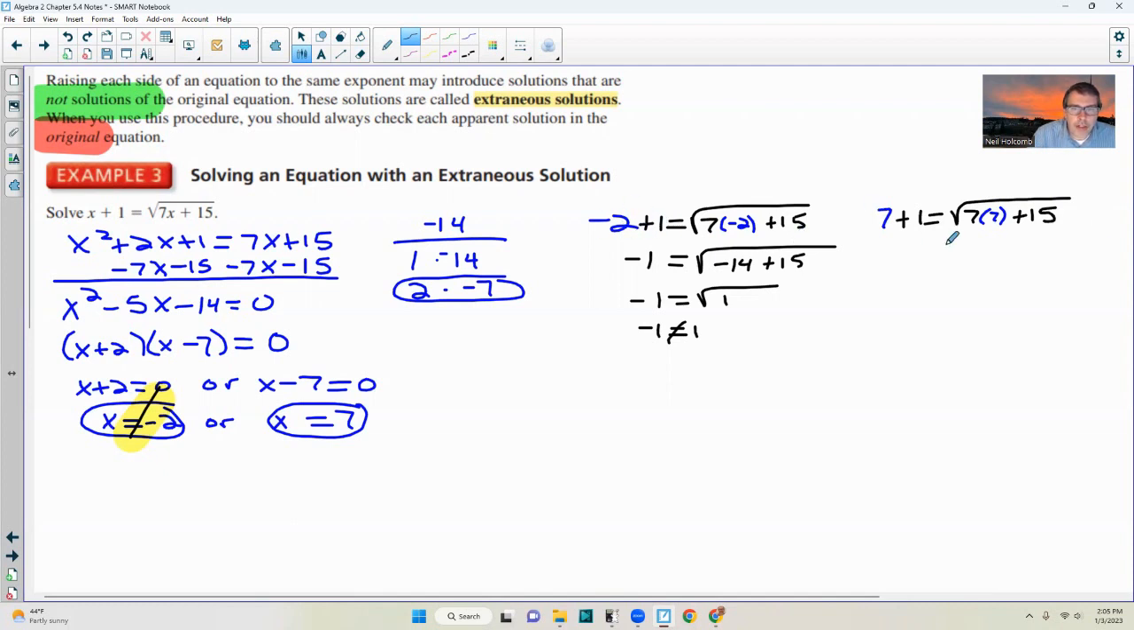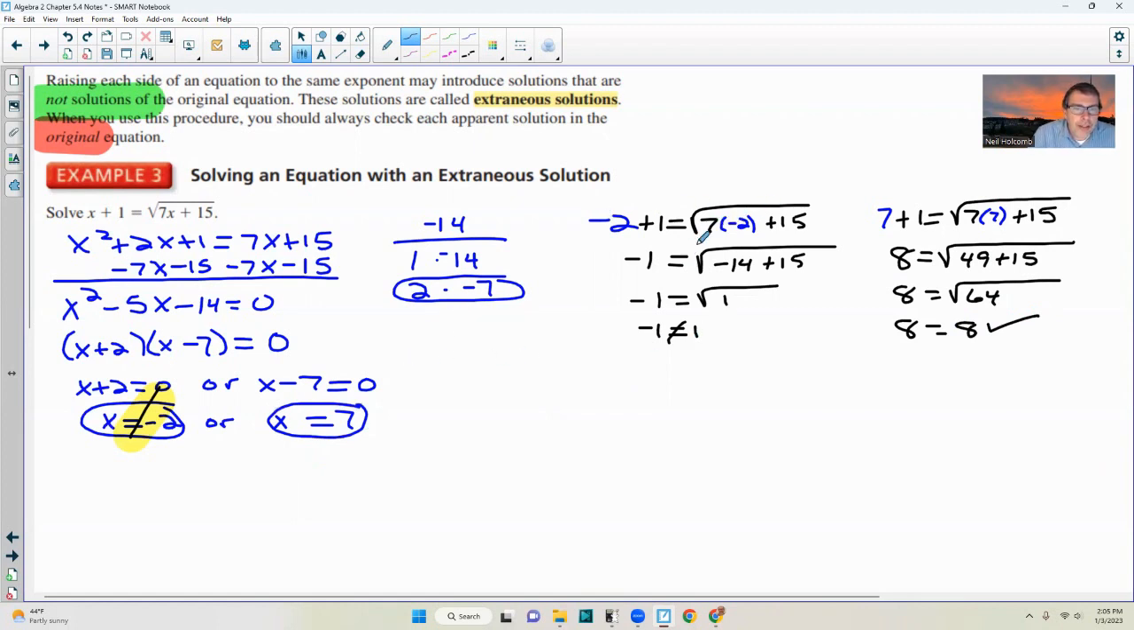Okay, over here, I'm going to get back to that in a minute. 7 plus 1 is 8. And 7 times 7 is 49 plus 15. And 8 equals the square root of 49 plus 15 is 64. And the square root of 64 is 8. So that one checks. So x equals 7 is our solution.